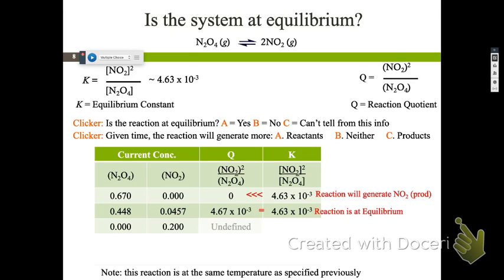All right, so then in order for this reaction to reach equilibrium, what are we going to do? So we're answering this question now for this last reaction. Are we going to generate more reactants or more products? 15 seconds.